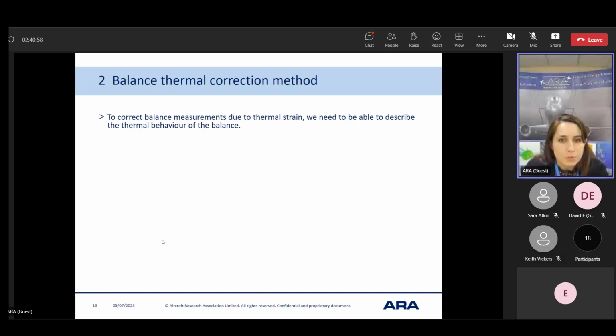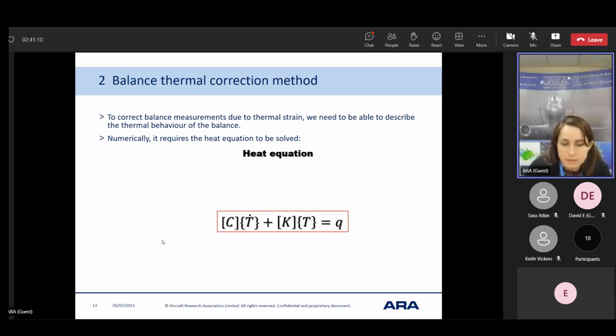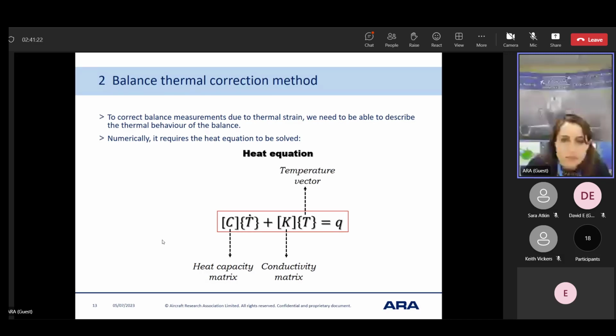To correct balance measurements due to the thermal strain, we need to be able to describe the thermal behavior of the balance. And this means that we need to solve the heat equation. This is defined as follows. In this equation, we have the heat capacity matrix, the conductivity matrix, the temperature vector, and the applied load on the balance.